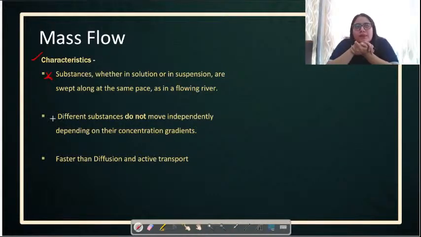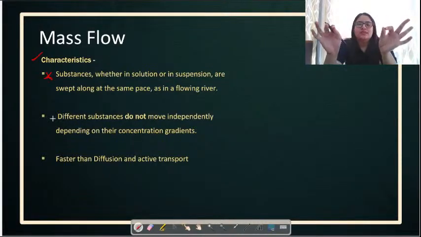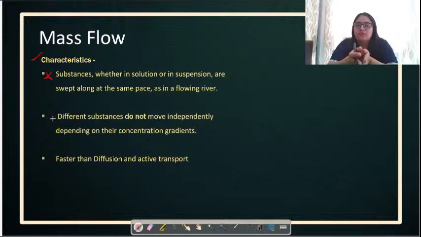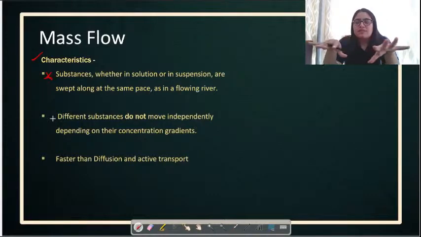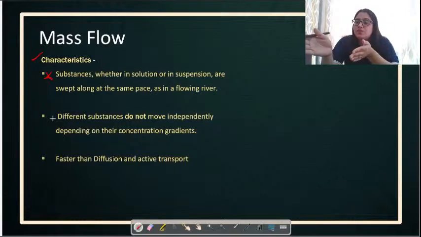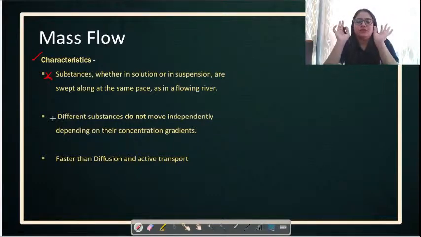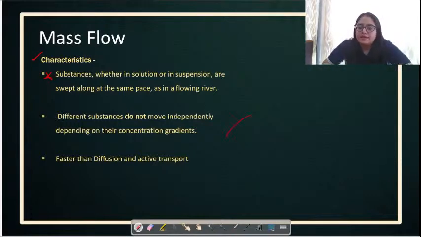So what I want to explain here is that the substances that use the bulk flow or mass flow system to get transported, all the substances in a bulk flow or mass flow will be transported with the same speed. For example, let me give you an example. So this is a river. For example, this is a river, and you are standing over here.